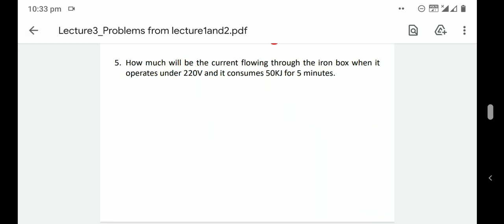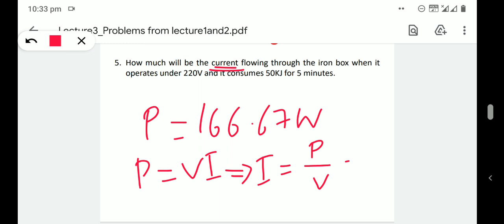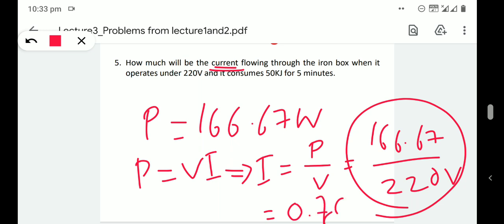So we have found power as 166.67 watt, but here we need to find current. We know that power is equal to voltage into current, so current can be written as power divided by voltage. So power is 166.67 divided by 220, where voltage is 220. This will give the amount of current, which is equal to 0.7575 amperes. So this is the amount of current.